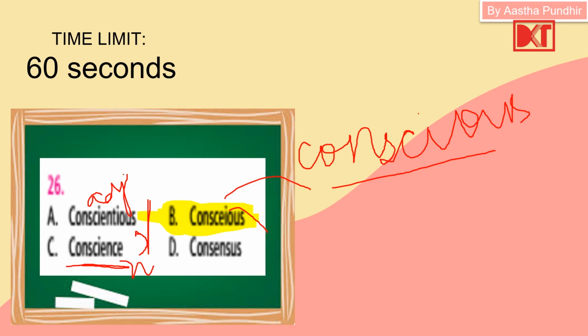Alright, then we have consensus. Consensus is actually agreement. Like, do we have consensus on this, which means do we have a certain agreement, majority vote on this. Alright, these are pretty confusing words, but if you have your basics clear, you can solve this question pretty easily.